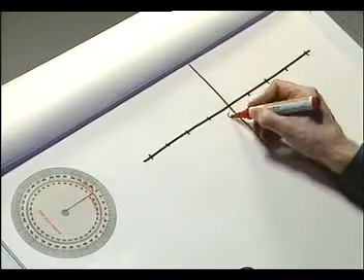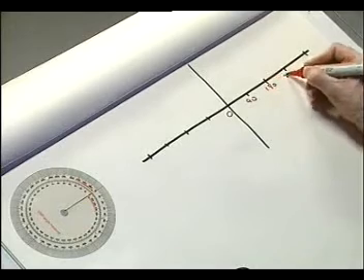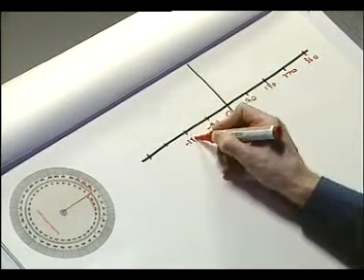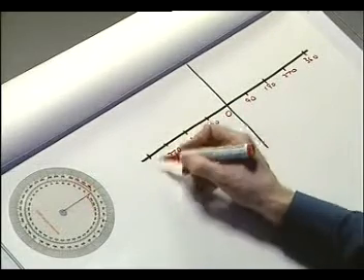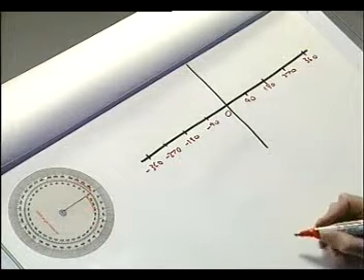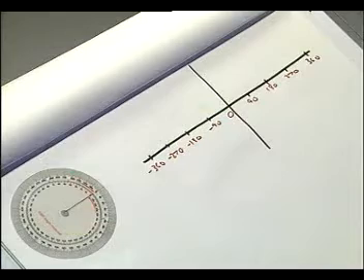0, 90, 180, 270, 360, and then minus 90, minus 180, minus 270, and minus 360 there. Okay. The thing that we haven't done is made a definition.